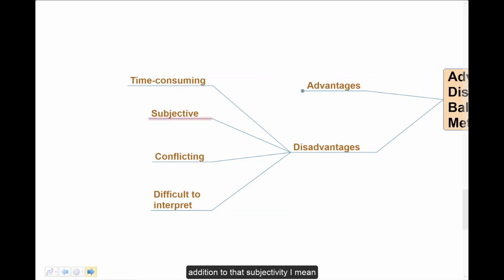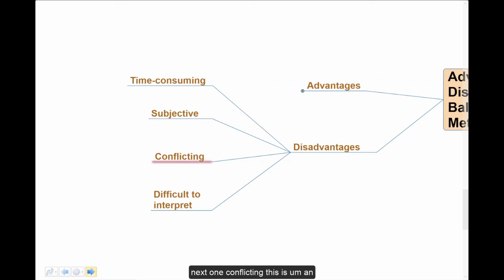In addition to that, subjectivity. Who's to say that we have the expertise in-house to choose the right measures? What if we don't? What if the 2 or 3 processes that we focus in on are really not what drives revenue or what drives customer satisfaction? It's a matter of opinion.